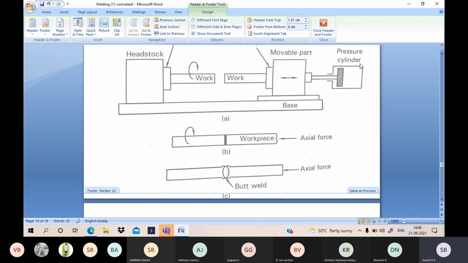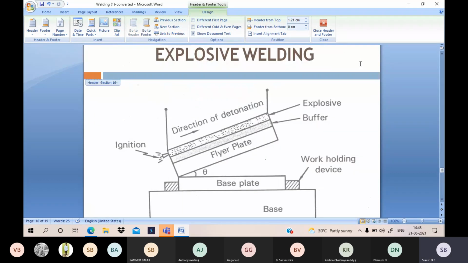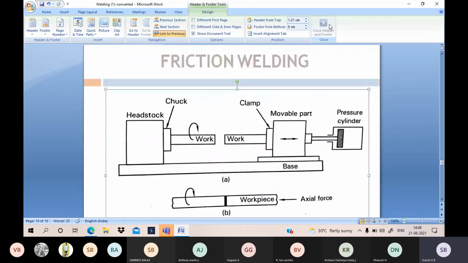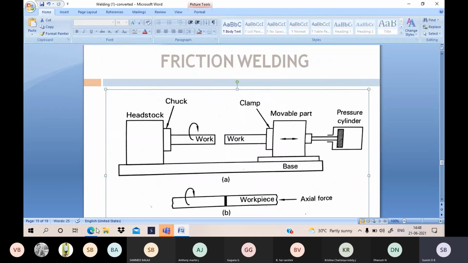Friction welding. Okay, next class I will explain explosive welding and laser beam welding. Then one more method is there. Okay, next class I will explain. Okay, one topic is there.